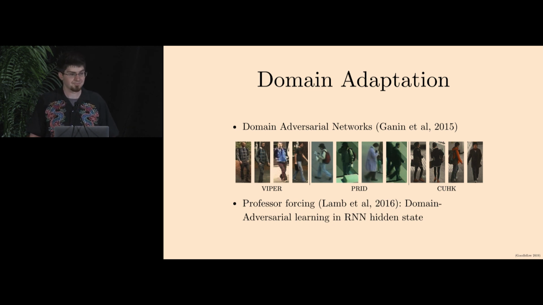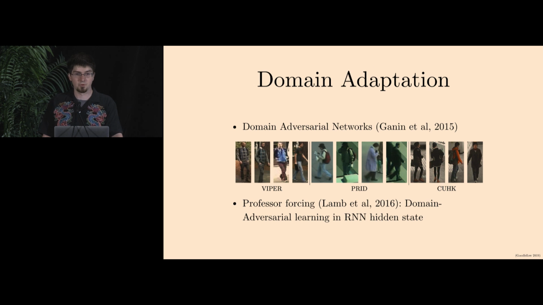One of the main approaches to domain adaptation is called domain adversarial networks, developed by Yaroslav Ganin and collaborators. The basic idea behind domain adversarial networks is to play a game between a feature extractor and a domain recognizer. The feature extractor pulls out features from the input, and the domain recognizer takes those features and tries to guess which domain they came from. For example, it might take features extracted from an image and guess whether they came from the Viper dataset or the PRID dataset.